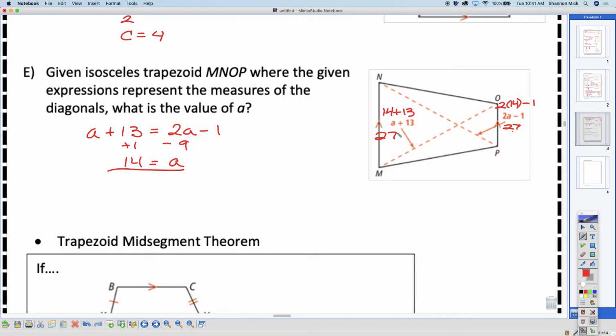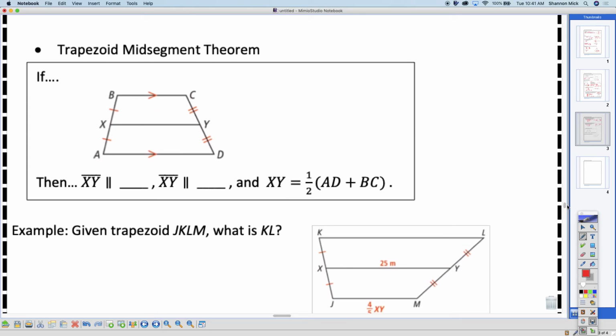Okay, last thing we got, guys. It's a formula. When I have a trapezoid, do you see this? This line is halfway, and it's parallel too. So XY is parallel to AD, and XY is parallel to, guess what? BC. And XY is 1/2 the top plus the bottom. So if I want XY, I have to take 1/2 AD plus BC.